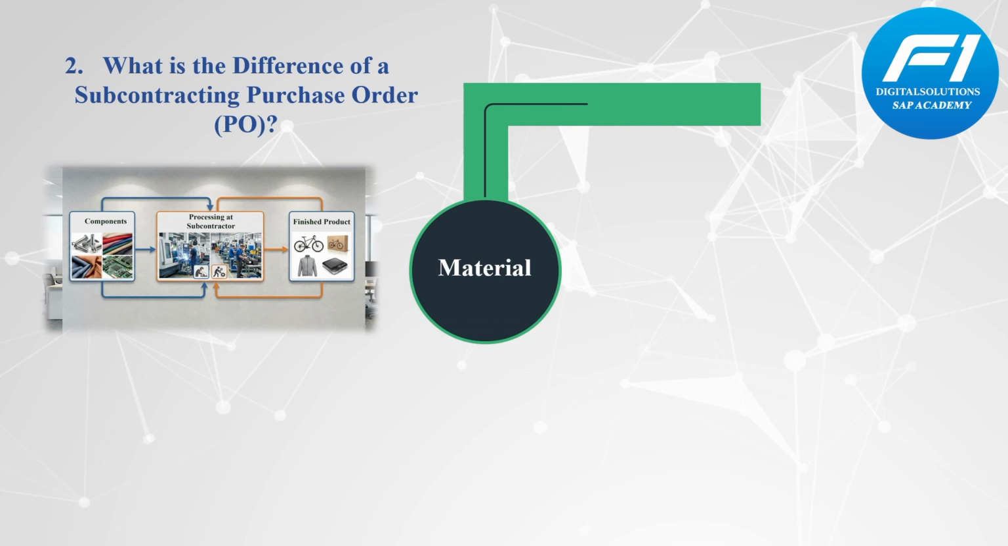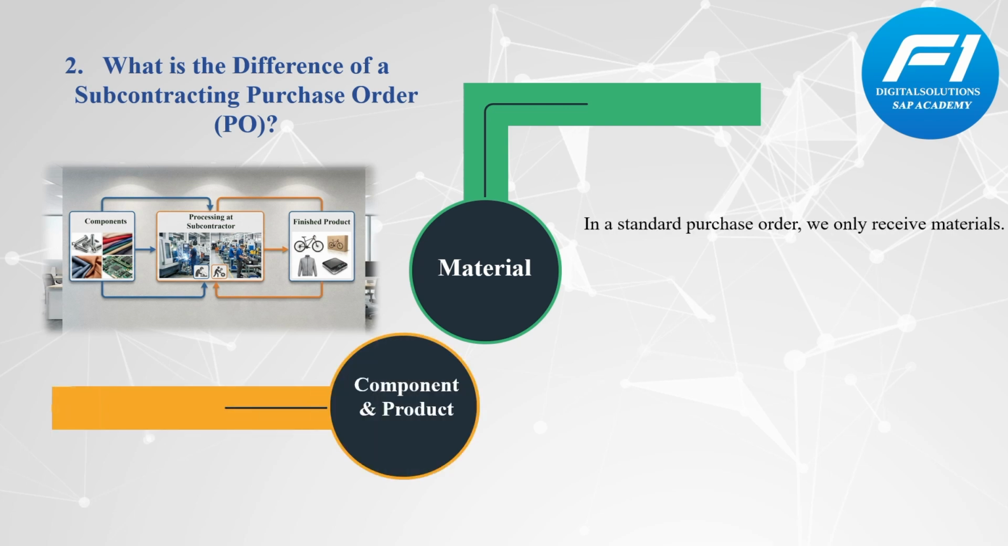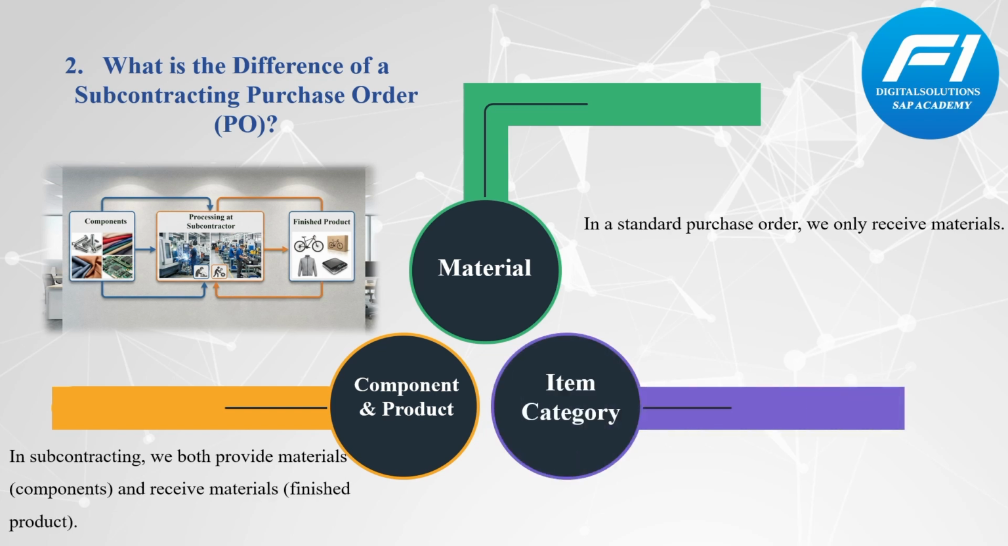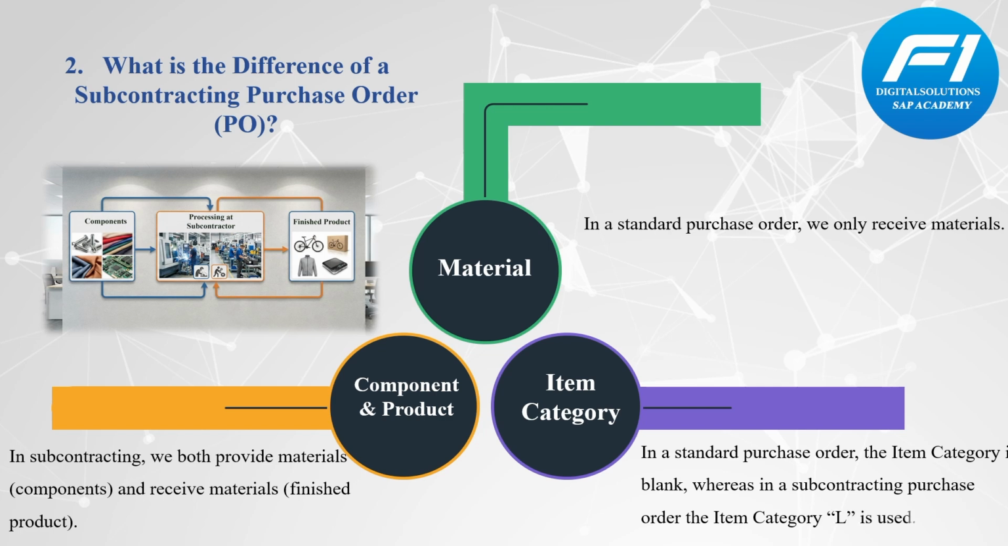What is the difference of a subcontracting purchase order? First, let's look at the material. In a standard purchase order, we only receive materials. But in subcontracting, it is different. We provide the components and we receive the finished product back. So how does SAP know this? The key is the item category. In a standard order, it is blank. In a subcontracting order, we must use the letter L.